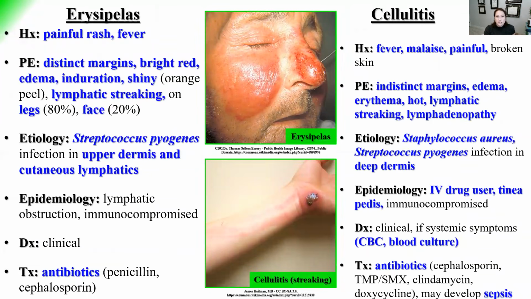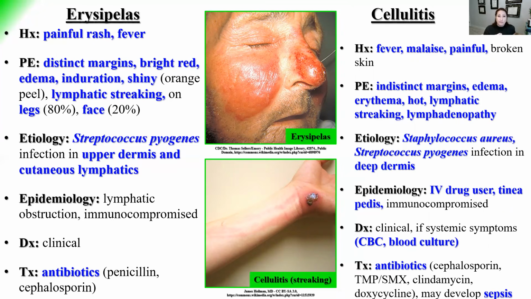Erysipelas and cellulitis. Erysipelas is a very superficial cellulitis, where cellulitis itself is very deep, it affects more of the deep tissues. In the top picture there, that's a great example of erysipelas. They get this painful rash, fever. Their rash, it's very important to note, has very distinct margins. You can see exactly where that cellulitis is. It's bright red. They have edema, induration, which is thickening of the skin, and it's very shiny. It looks like an orange peel is how they describe that one.